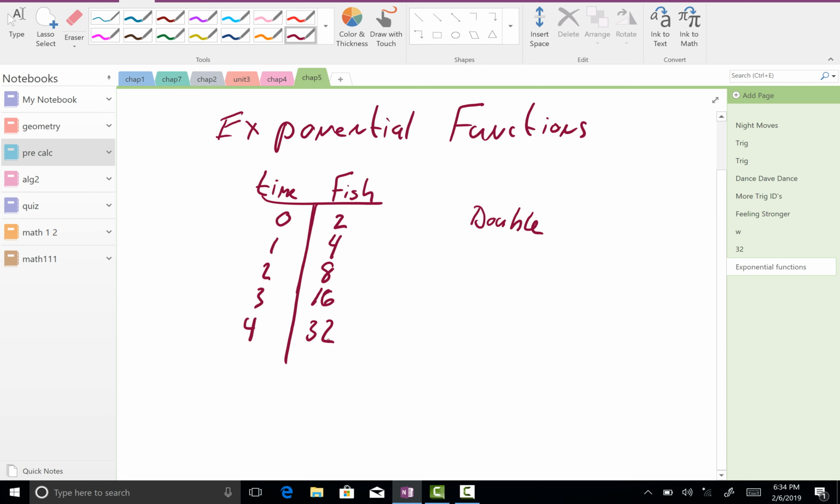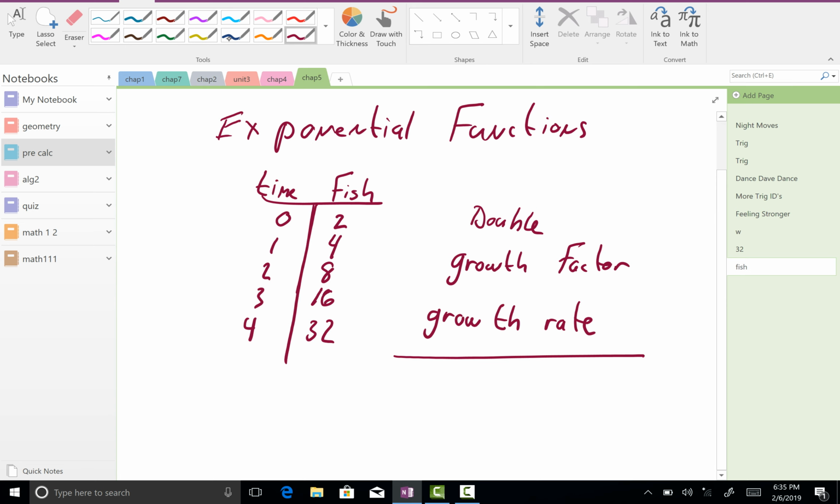So there is what we call a growth factor and a growth rate to this. Now, most of the time when you hear about exponential stuff, they talk about a growth rate rather than a growth factor. So this is the one that's most commonly known. The growth factor is how much these are growing by each time. And in this case, it's doubling. So the growth factor would be 2 in that case because it's doubling each time.